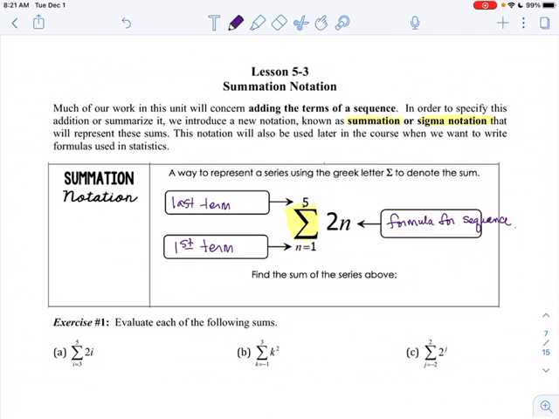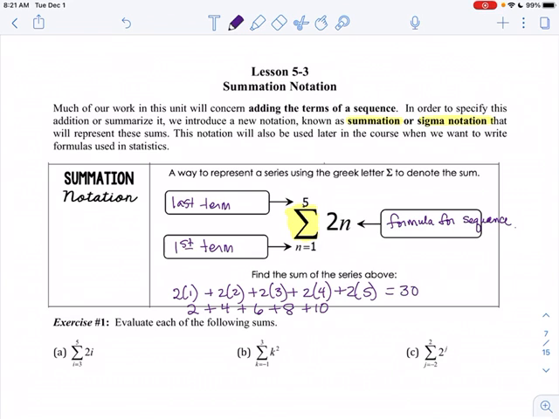All right, so let's try it. So I'm going to plug in 1 for n, 2 times 1. And then I'm going to plug in 2 for n, 2 times 2. I'm going to plug in 3, and I'm going to keep on doing that. And the last term that I'm going to plug in is 5. So basically, I want to add all these together. So 2 times 1 is 2, 2 times 2 is 4, 2 times 3 is 6, 2 times 4 is 8, 2 times 5 is 10. So I'm going to add 2 plus 4 plus 6 plus 8 plus 10.